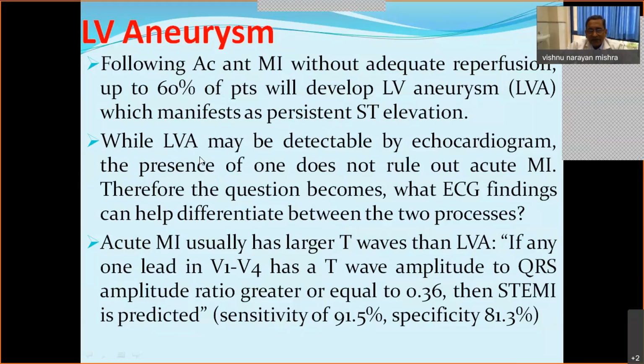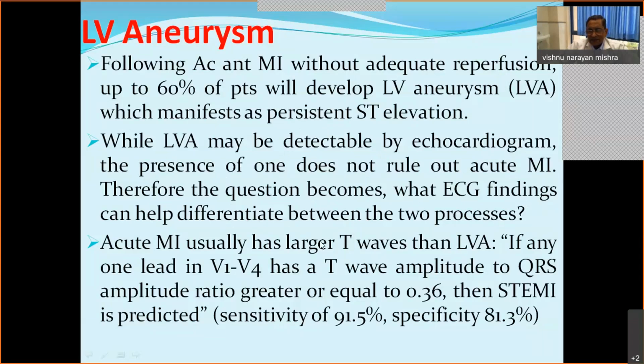While left ventricular aneurysm may be detectable by echocardiogram, echocardiogram is the easiest tool by which you can immediately find out that this is nothing but the aneurysm. The presence of one does not rule out acute MI. Even then, acute MI may be present in presence of aneurysm also. Therefore, the question becomes what ECG findings can help differentiate between the two processes.